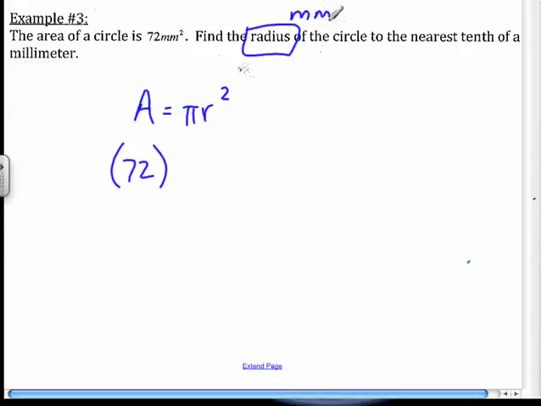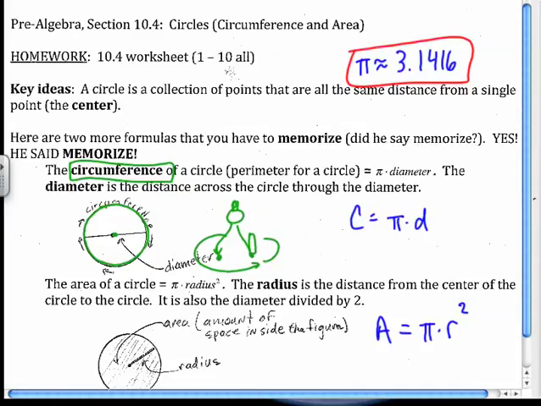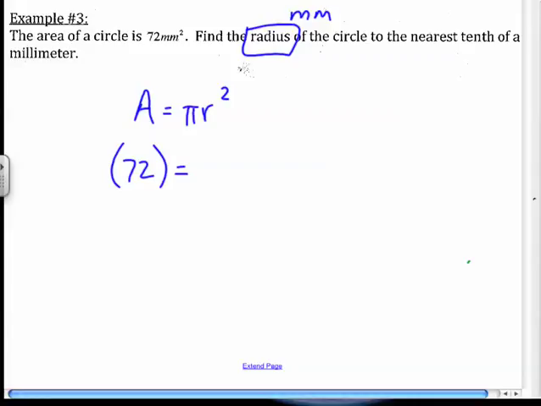Some amount of millimeters. Okay, so I know because Mr. C, you told us in the introduction that we're going to be using 3.1416, right? There we go. Let me point at it with my pointer. You guys see that? Yeah, you see it. Now, so we're using 3.1416 as the approximation, but I don't know what the radius is. I'm looking for it.